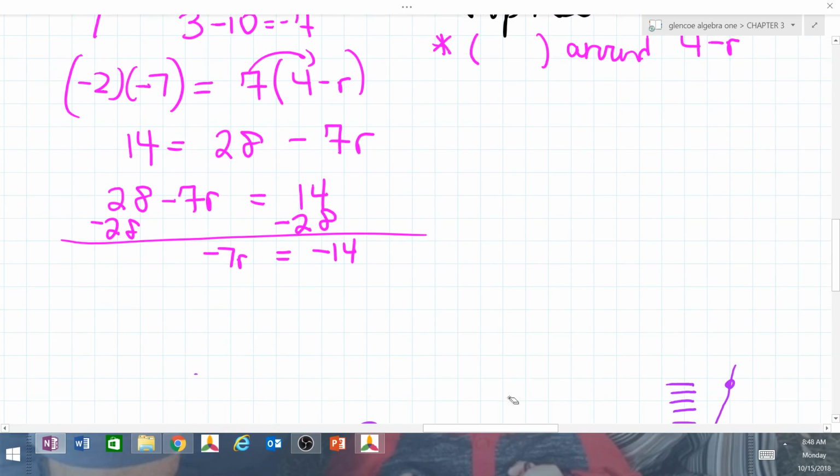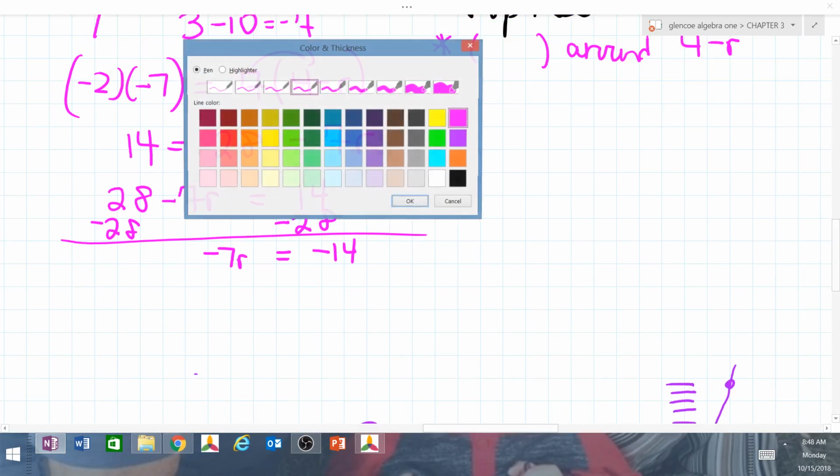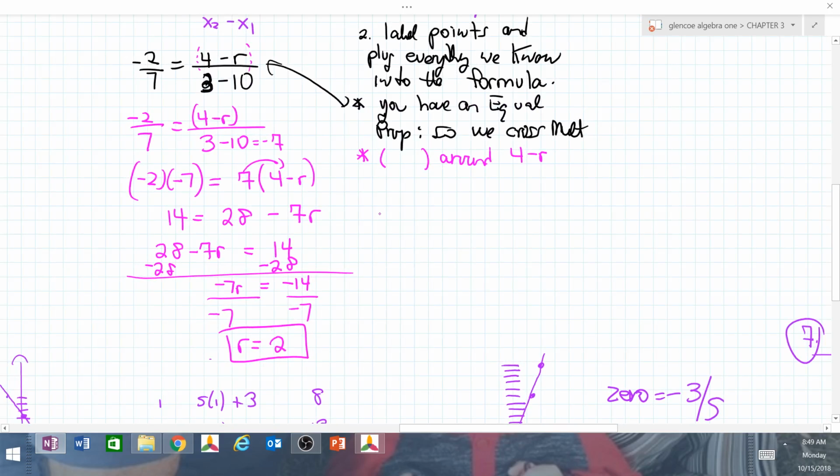Let's just erase this other problem. Negative 7r equals negative 14. Divide each side by what? And we get r equals what? r equals 2. So the missing coordinate is 2. Does anybody have a question?